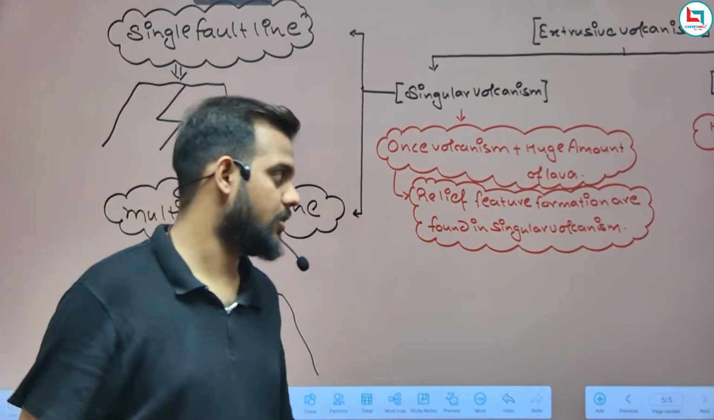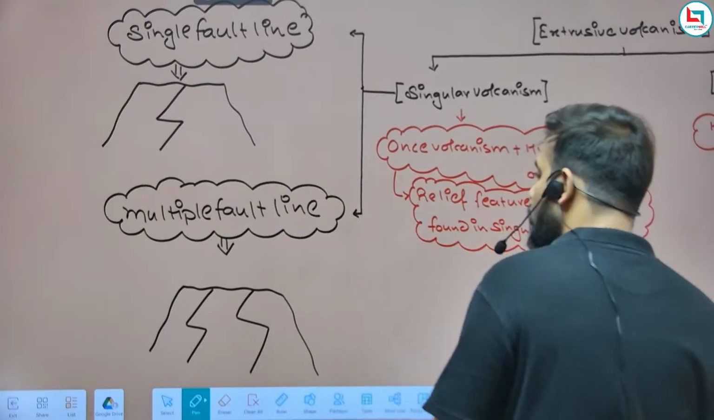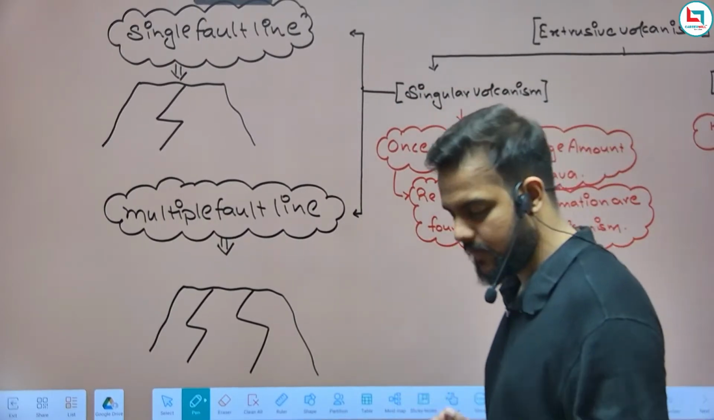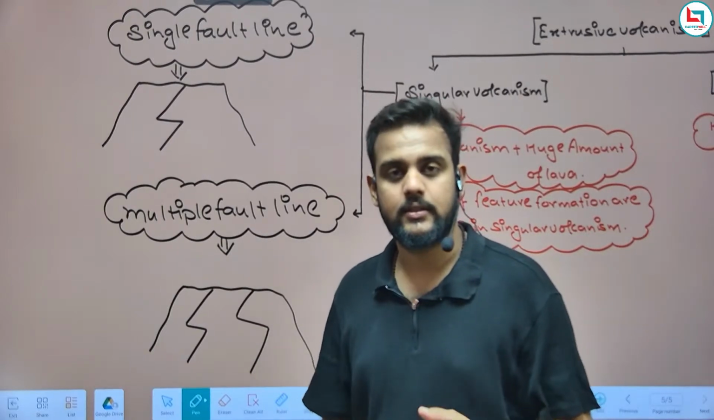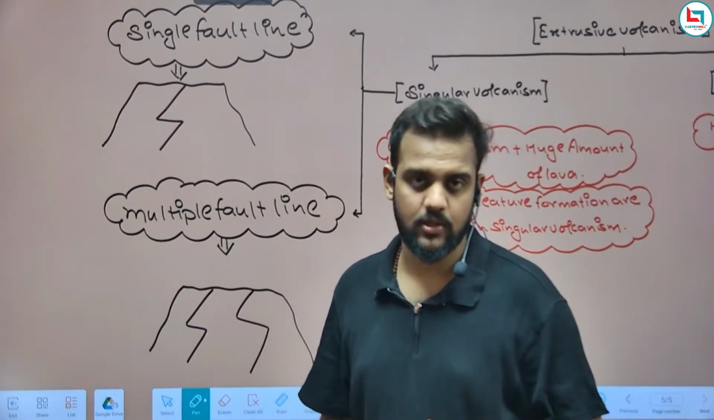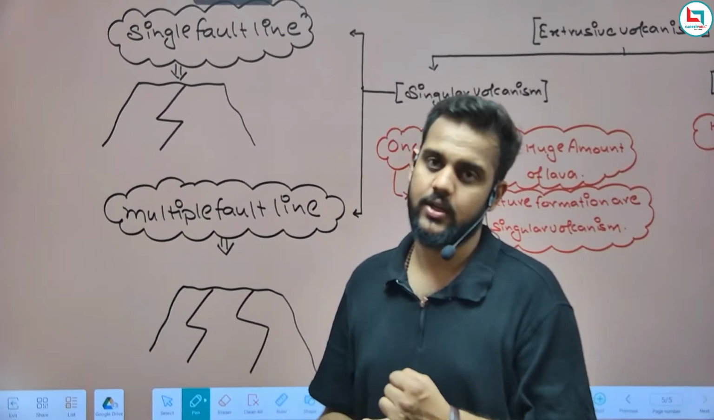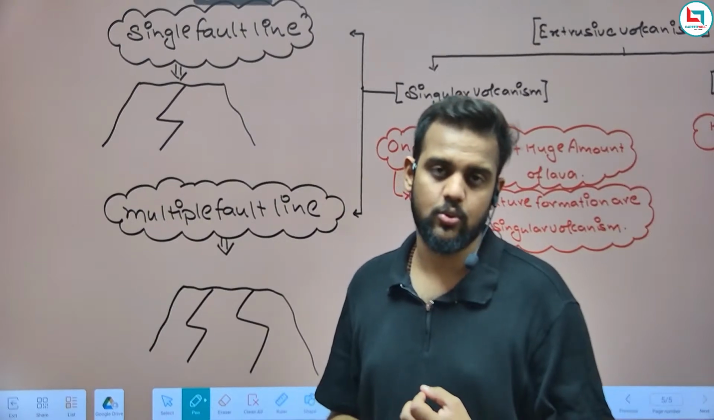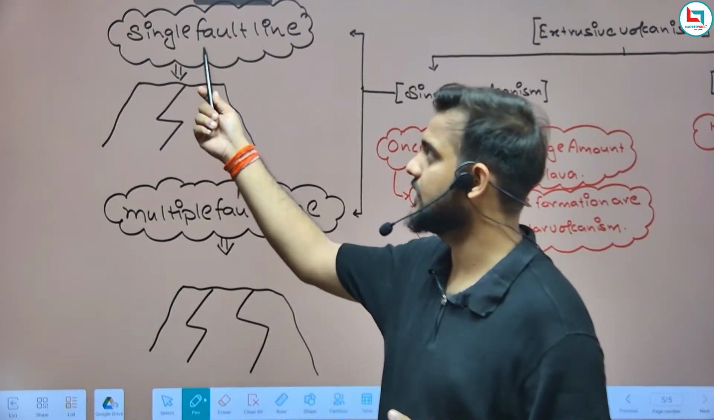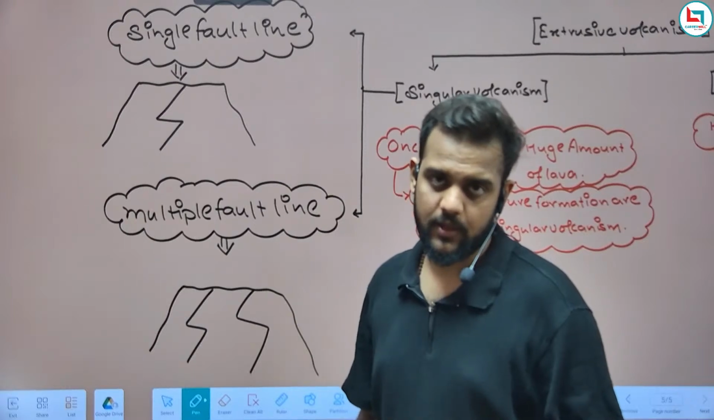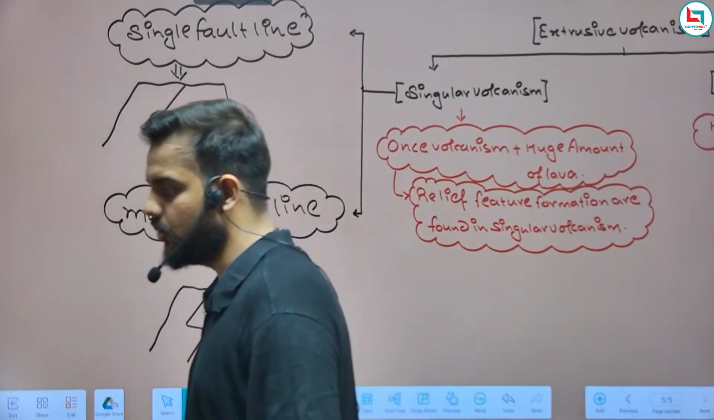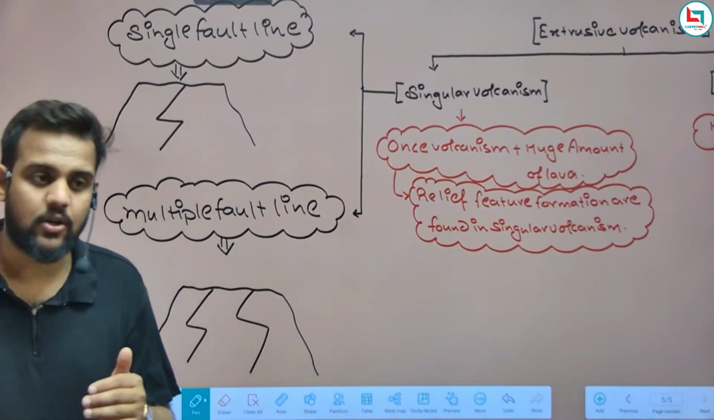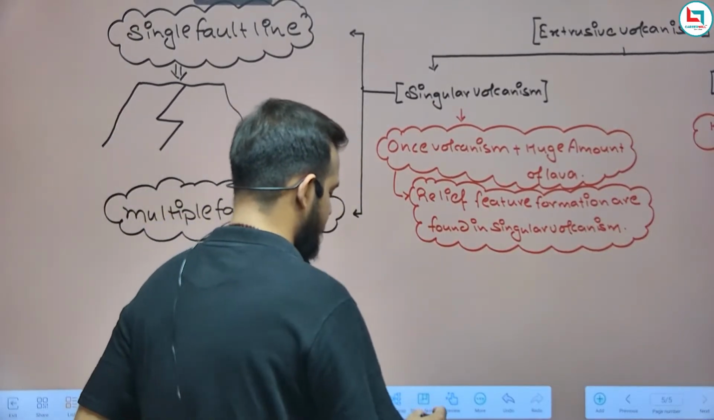Now, guys, after this, we should know about the characteristics of lava. We know about singular volcanism, that it happens once and a huge amount of lava comes out. Further, singular volcanism is divided into two categories: if it has a single fault line and if it has multiple fault lines. After this, we have to know the characteristic of lava.